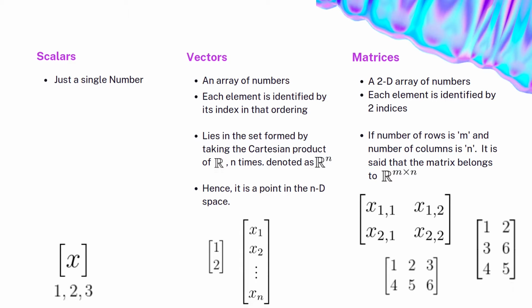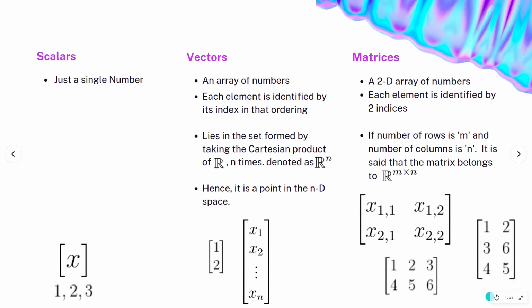Now let's jump on to matrices. What is a matrix? A matrix is a rectangular two-dimensional arrangement of numbers. For example, this is a matrix here, 1, 2, 3, 4, 5, 6, right? How many rows are there? There are 2 rows and there are 3 columns, right? So this is what we call a 2 cross 3 matrix because it has 2 rows and 3 columns.